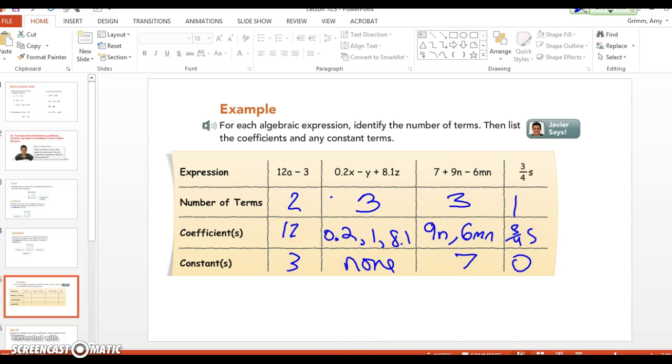The next one, we've got 3 terms. Again, I'm going to erase these, so it is 6 and 9, and 7 is the constant. Very good. And number of terms on the last one is 1. Coefficient is, I think that's 3 fourths, and there are no constants. Questions on that part? That's pretty easy vocabulary stuff.